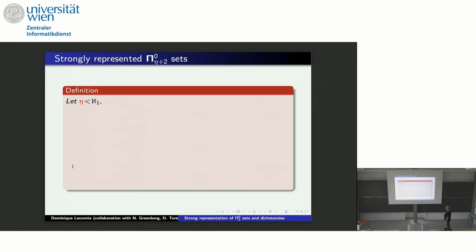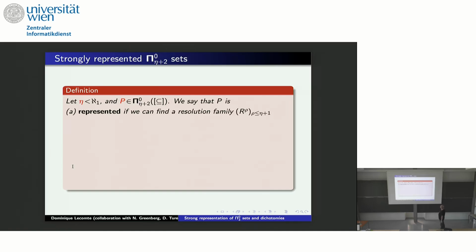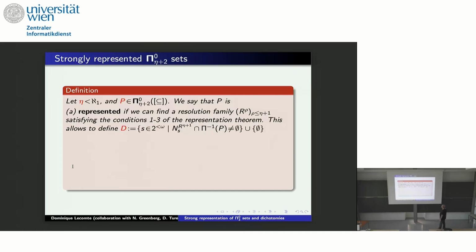Okay, so now I come to strong representation, because in fact, we have a clue, but it's more than representation, it's strong representation. So take, again, a countable ordinal, and this time P is not Pi0 eta plus 1, it's Pi0 eta plus 2 for some reason. And I will say that P is represented, as you can guess, if we can find a resolution family exactly as before. And if you have this, you can define two objects that will be very important. First, this set D. So what does it mean? It means that it's the set of finite sequences that appear in the representation of a guy in P. Essentially, this is exactly the meaning when P is not empty. And if P is empty, then you add the empty sequence.